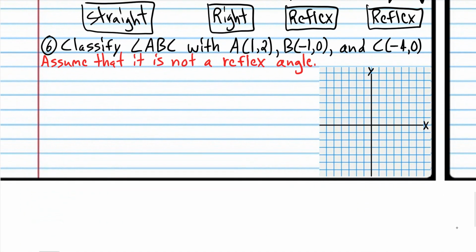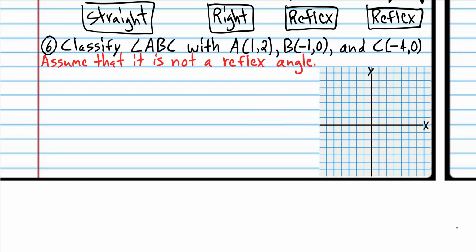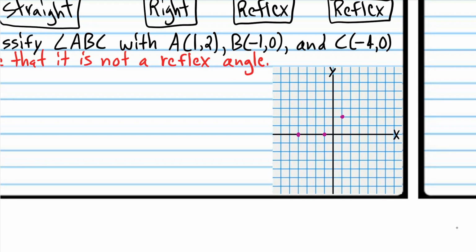Okay, I think we have one more of these problems to do before you try some on your own. It says classify angle ABC with these points here. So let's go ahead and draw those points. So A is 1, 2, so that's there. B is -1, 0, so that's there. And C is -4, 0. So that's there. So I'm going to write the letters. Whoops, that's not the right letter designations. That's B and that's C.